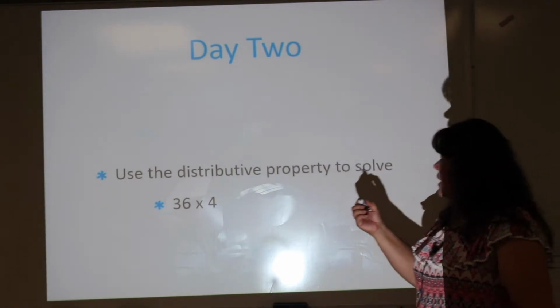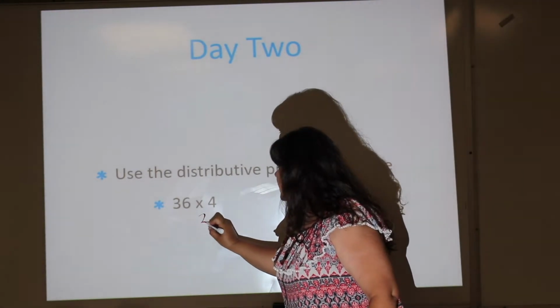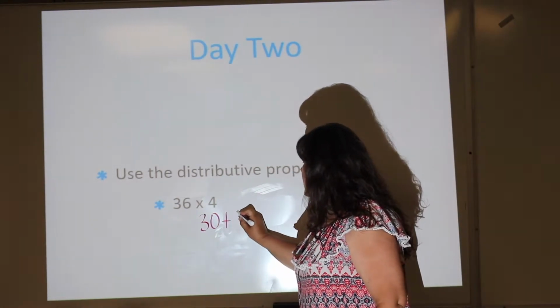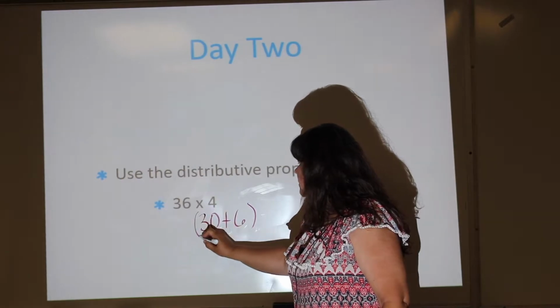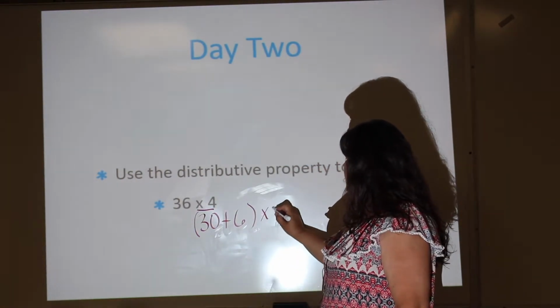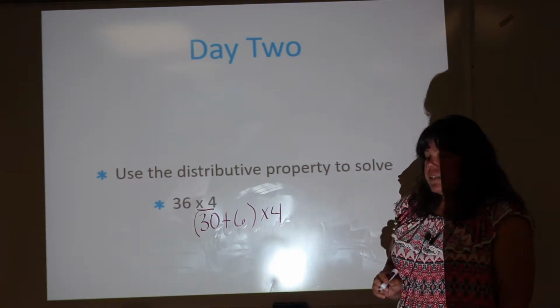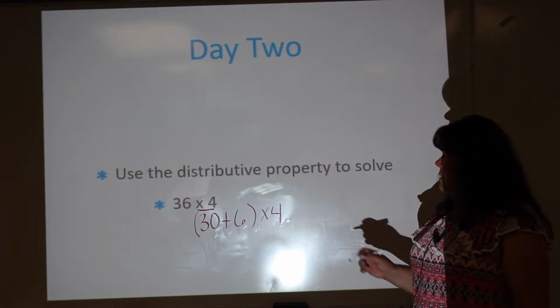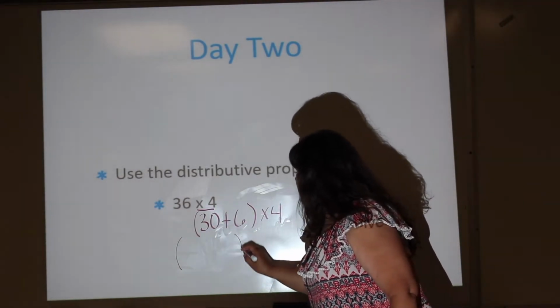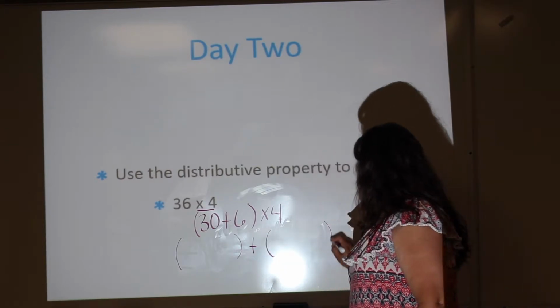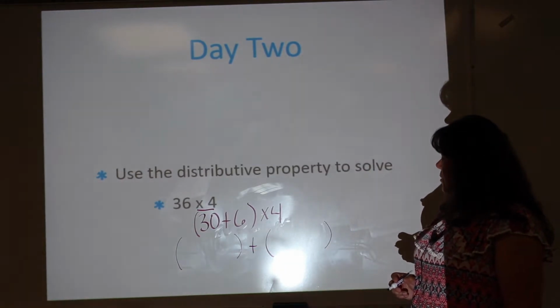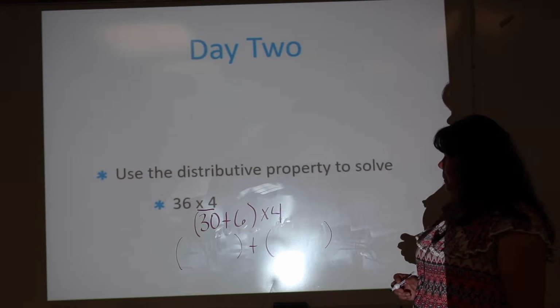So hopefully you're already thinking 30 plus 6. And then I take the times 4 over here. That's my first step, setting it up. Now I'm going to take 2 set of parentheses with my plus sign. Go ahead and write what you're going to do next.